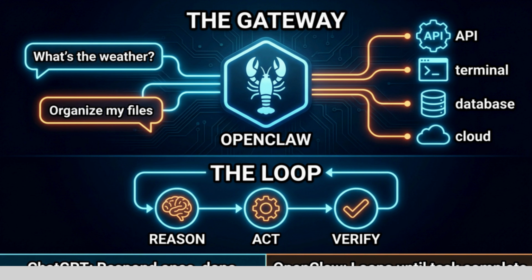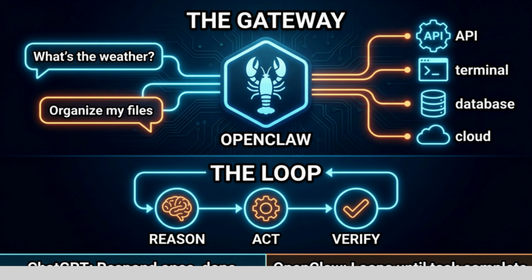But here is the part that makes OpenClaw different from tools like ChatGPT or Claude. Most chatbots follow a simple pattern. They think once, respond once, that's it. But OpenClaw runs something called the ReAct loop. ReAct stands for reason, act, and verify. Here is what that means.